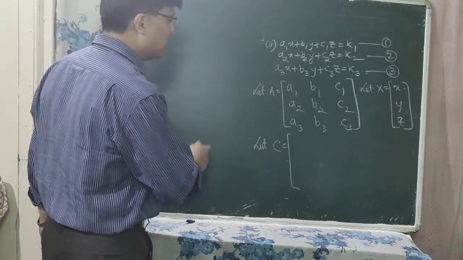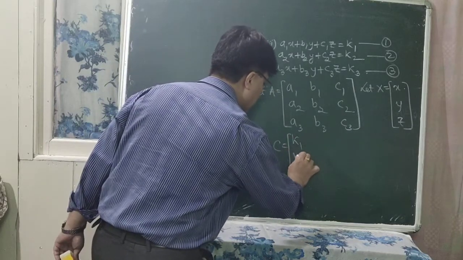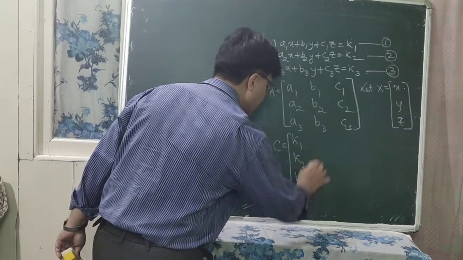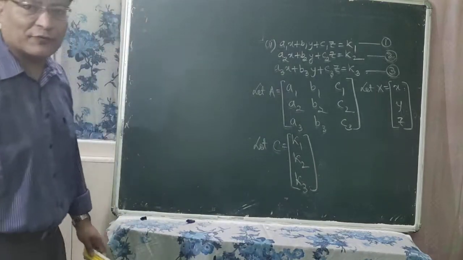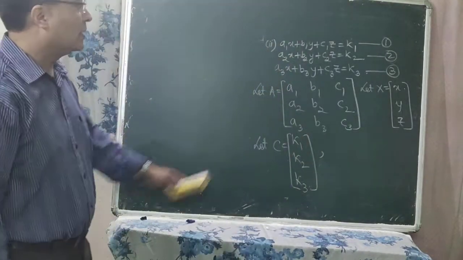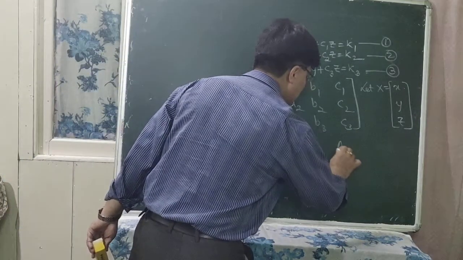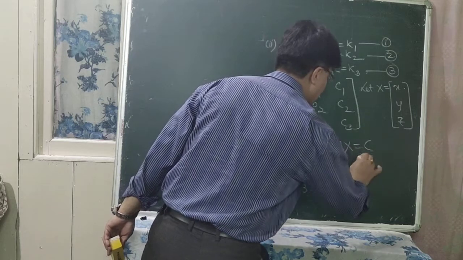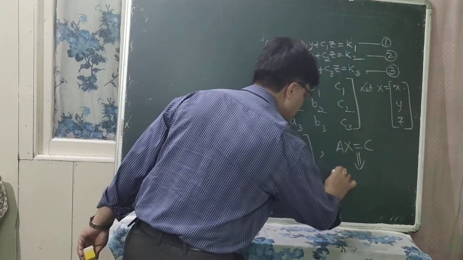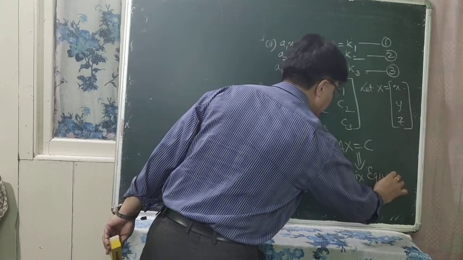Okay, so let capital C mean the constant matrix. This is also the column matrix K1, K2, K3. Is that clear to all of you? Next, what will you do? Now you can convert this given system of equations to matrix form. So how will you convert it? It is AX is equal to C. This is known as the matrix equation.